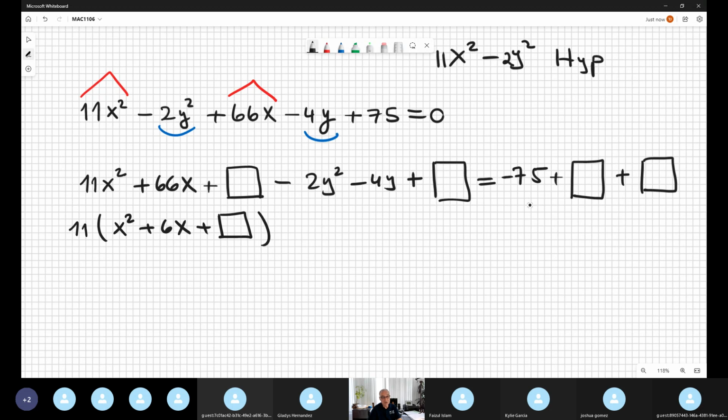Okay, but then this is something, that is the number here, multiplied by 11 is the number here. But I don't care. Minus 2 is the common factor, so we have y squared plus 2y plus box equal minus 75 plus 2 boxes.